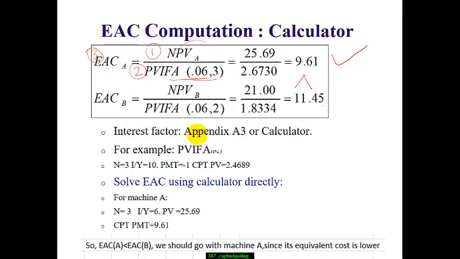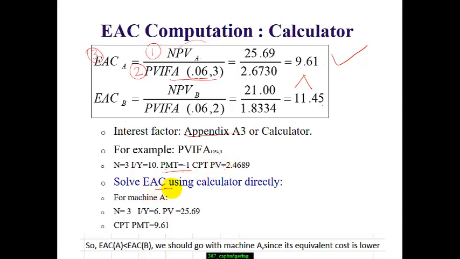Now, how do we find our factors? We can use the appendix table to find the annuity factor, or we can use a financial calculator. All we need to do is use -1 as the per-unit annuity payment. For example, for a 3-year 10% annuity, we put 3 into N, 10 into I/Y, -1 into payment, and then use PV to get the annuity factor.